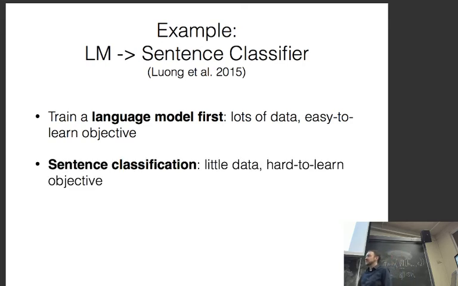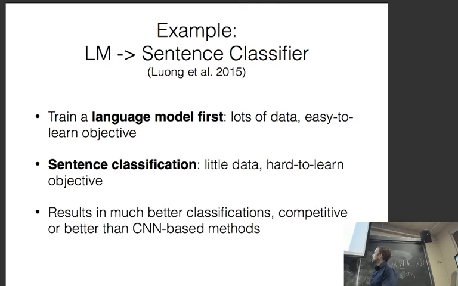In sentence classification, you have less data and a harder-to-learn objective because you only get the signal at the very end of the sentence. Basically, this results in much better classifiers, competitive with or better than CNN-based methods. And this is super simple to do.